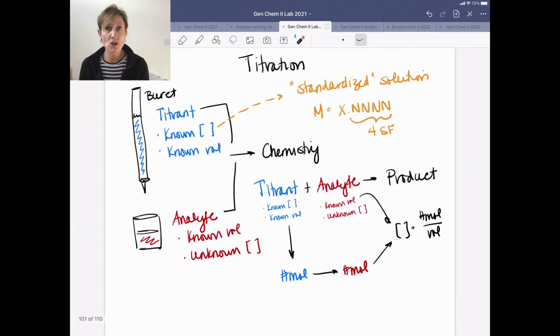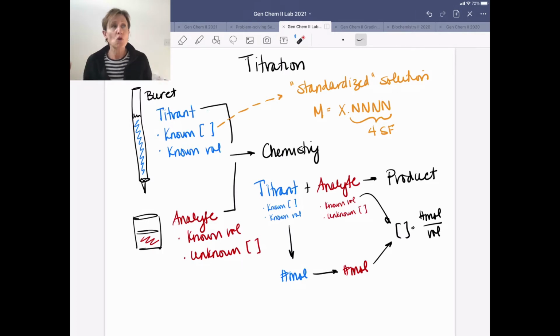Now, what do we know in a titration? Well, in general, we are going to have something that we know the concentration of with a high degree of accuracy, and that's going to be our standardized solution. Usually that's what you have in your burette, and we're going to be adding a known volume of that titrant to reach an end point of a reaction with our analyte. Our analyte is usually something that we add a known volume of, but we don't know the concentration of our analyte.